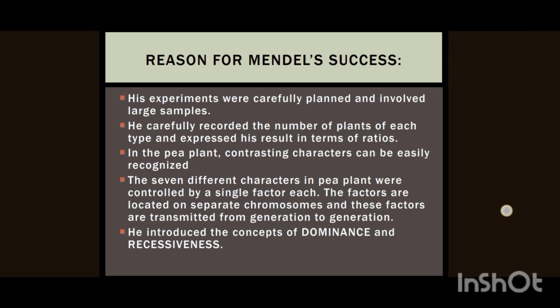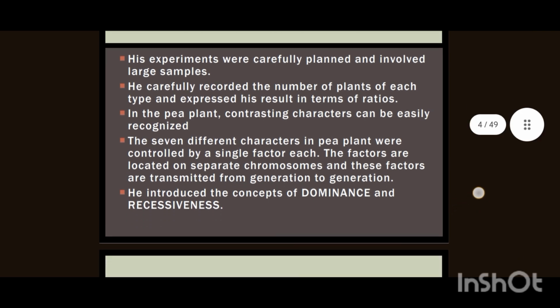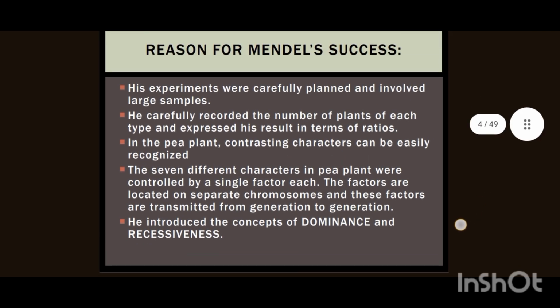The 7 different characters in pea plant were controlled by a single factor each. This means, for example, for height of the plant there is a separate factor, for the color of the flower there is a specific factor, and for the position of the leaf there is a separate factor. For each character there is a specific factor. The factors are located on separate chromosomes and are transmitted from generation to generation. And he introduced the concept of dominance and recessiveness.